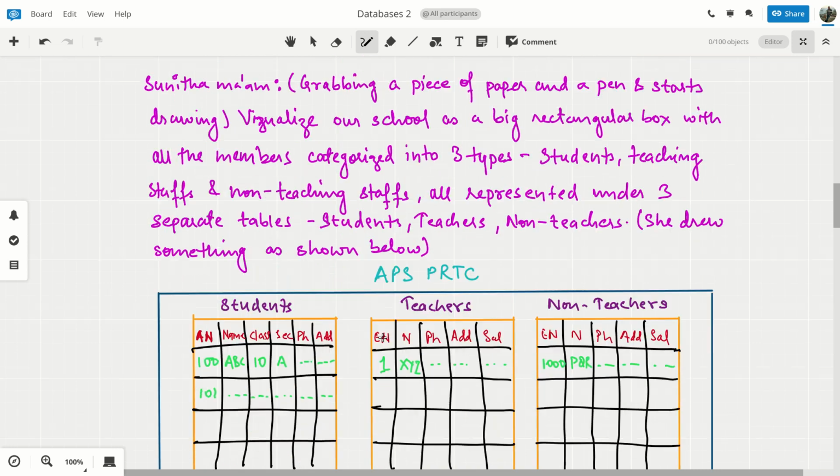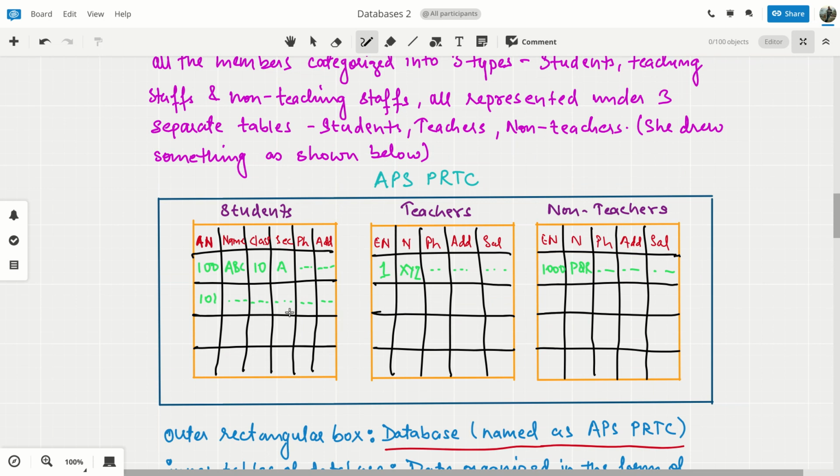So she drew one rectangular box and she asked me to imagine this entire rectangular box as a school. And she gave it a name, APSPRTC. And she said, all the different types of people who belong to her school have been categorized and mentioned under three different tables. So we can see that this collection of the three tables, that is students, teachers, and non-teachers, she said to refer to as our entire whole school, that is APSPRTC.